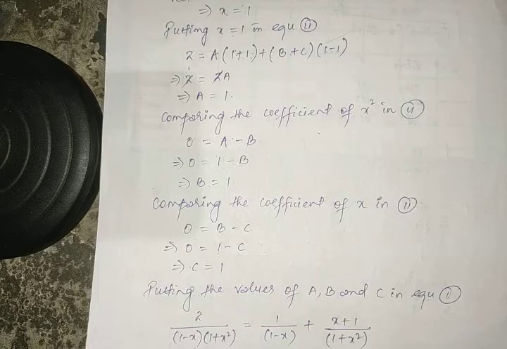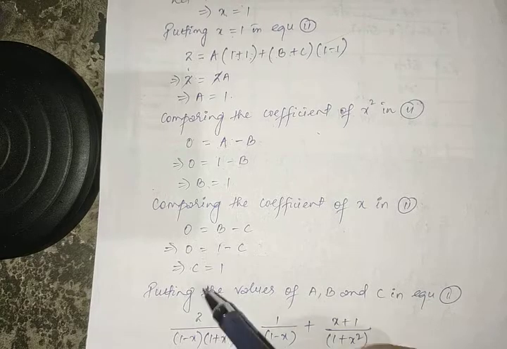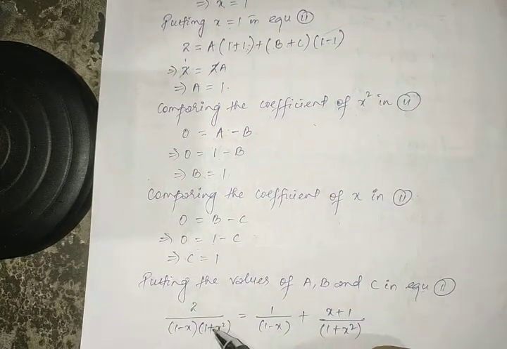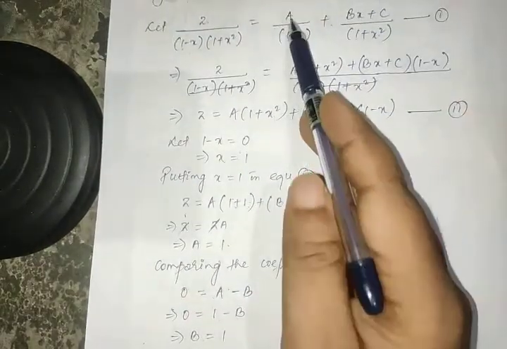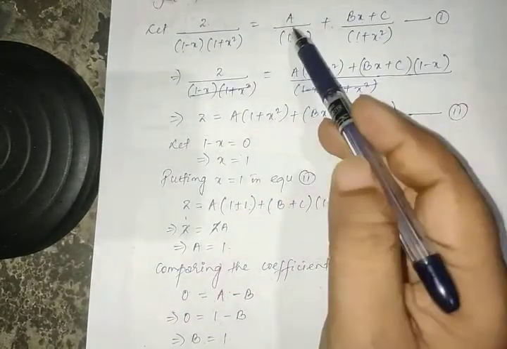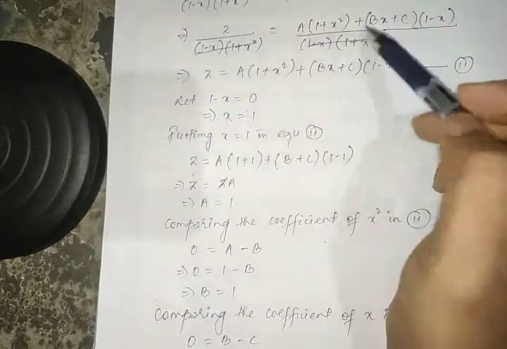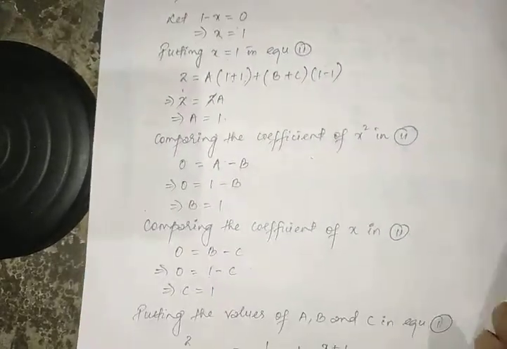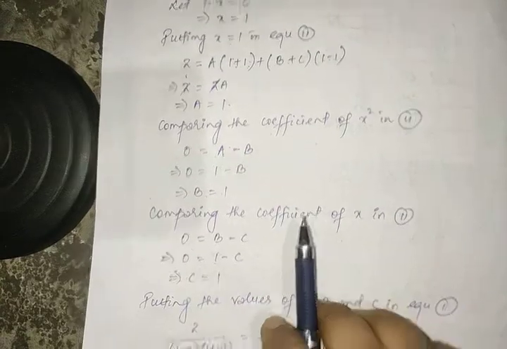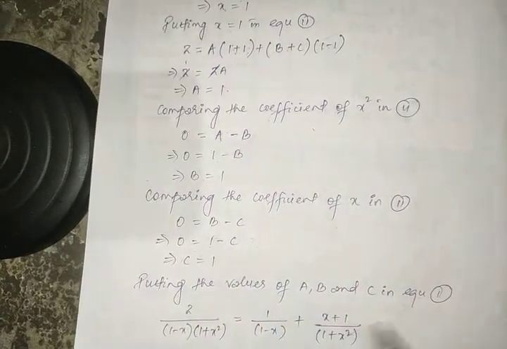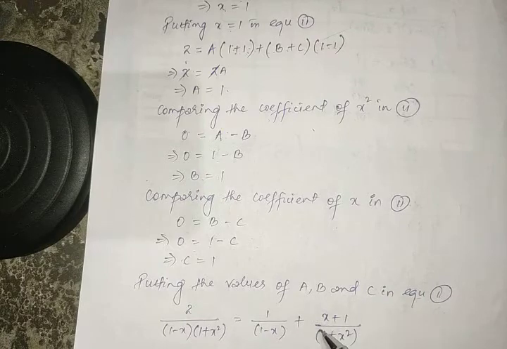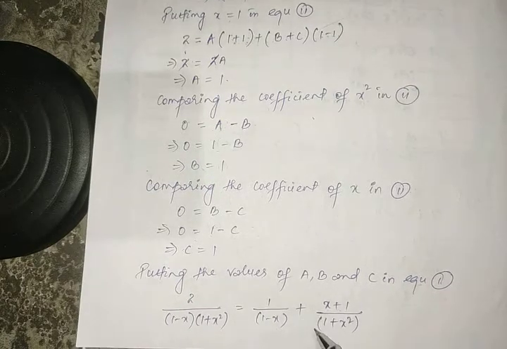Now we'll put these values in equation 1. So what do we get? We'll get 2 by (1 minus x) into (1 plus x square) equal to, in place of a we got 1, so we write 1, over 1 minus x, plus bx plus c. B also we got 1, so b into x is x, and c also we got 1, so it will be x plus 1 by 1 plus x square.